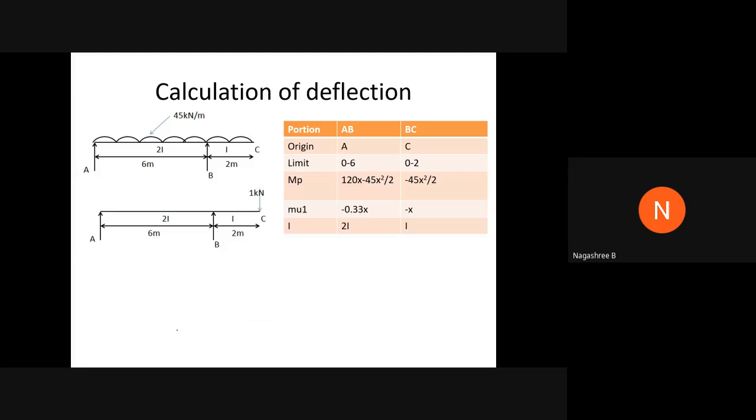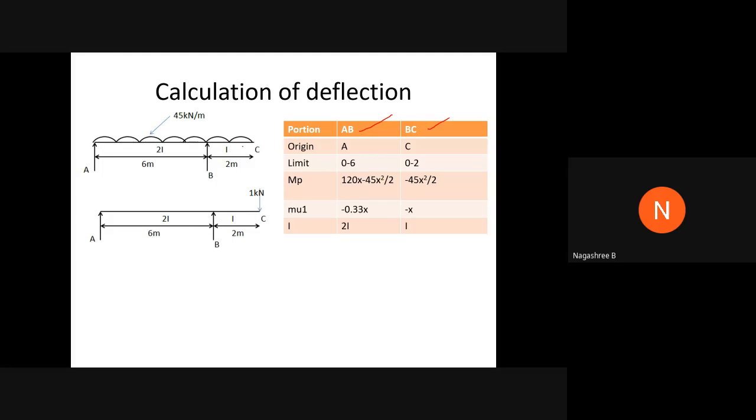So the next thing is that we are supposed to determine the deflection. In order to determine the deflection, we have considered this table over here. The first is from A to B. You can also assume from B to C, CB and BC, or however is convenient to you. Here I have assumed the AB portion and then the BC portion.